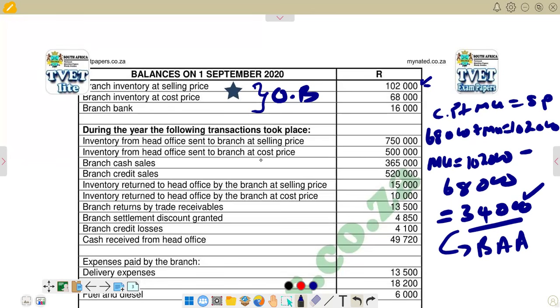So we are going to enter that. Then for the cost price, we are not going to post it anywhere in the accounts that we are given, because the cost price we are going to calculate as a balancing figure in the inventory to branch account.